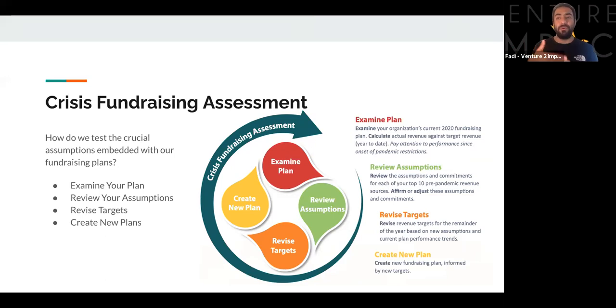You really want to move forward with a new plan. You don't want to be working off of plans that are old, that are irrelevant, that are not going to help you get through this crisis.